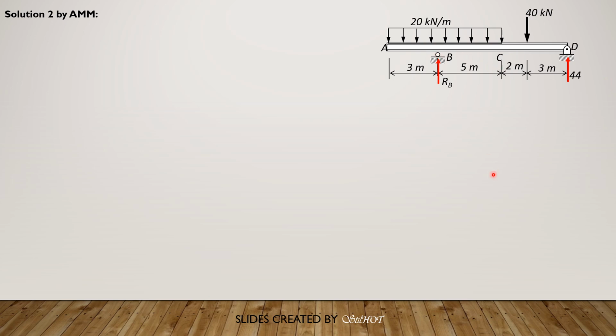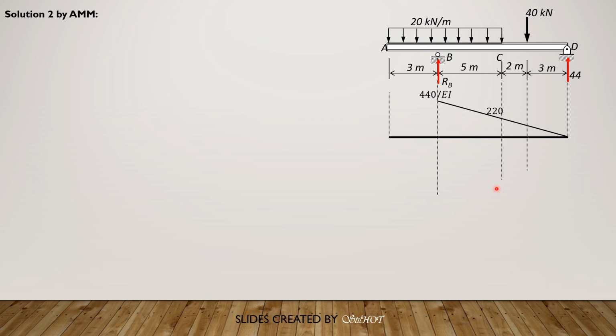point B, to get rid of the spandrel that does not start with 0, so that the area would be simpler. So let's select B as the moment center. So we have a moment of 44 times 10, 440 over EI. Then the moment due to this 20 times 3 times 1.5.